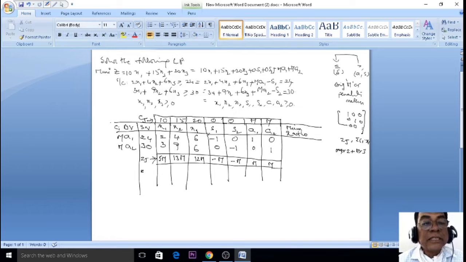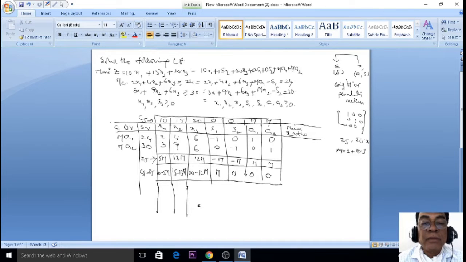Come to the point. Same thing, Cj minus Zj. What are the Cj? All the top values are there. 10 minus 5M, and 15 minus 13M, 20 minus 12M. 0 minus (minus M) means plus M. This is plus M. M minus M is 0, and 0. Same thing. Please calculate this value. Understand? So what is the difference between the maximization and minimization problem?